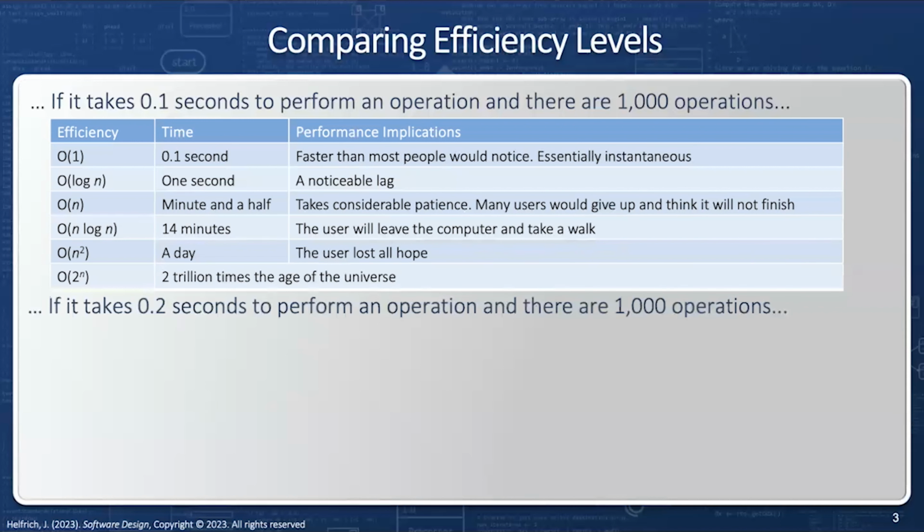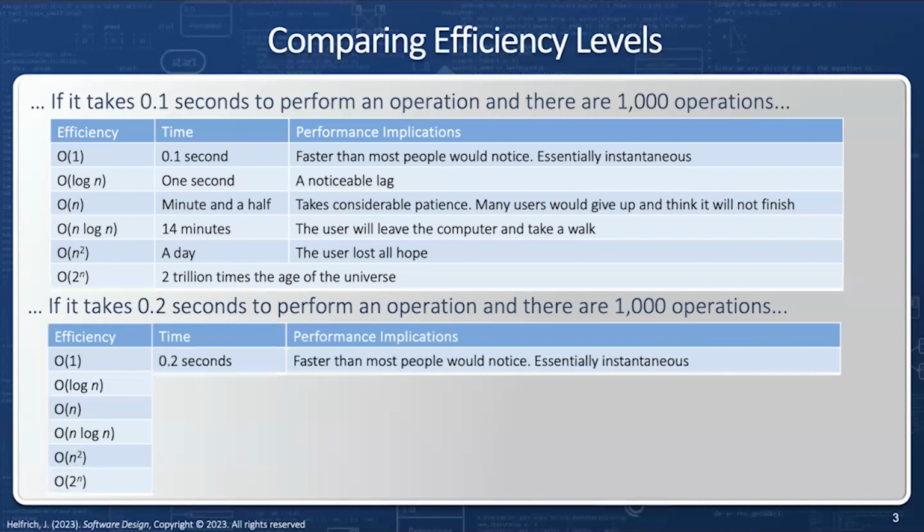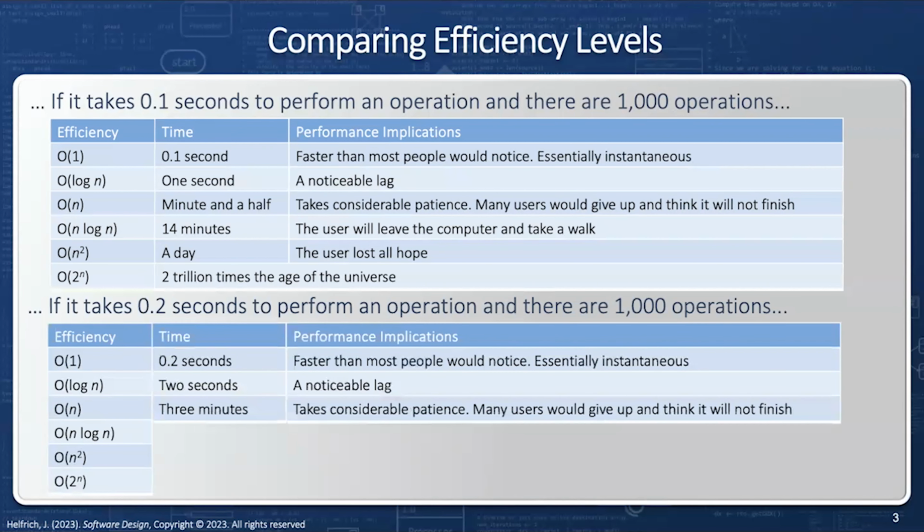What if it takes 0.2 seconds to perform an operation? And once again, there's 1,000 operations. In other words, it takes twice as long. How will that impact performance? Well, for constant, it'll take 0.2 seconds, which is, once again, faster than most people will notice. Log n will take 2 seconds, which is a noticeable lag, but still tolerable. Linear will take 3 minutes. And once again, it takes considerable patience.